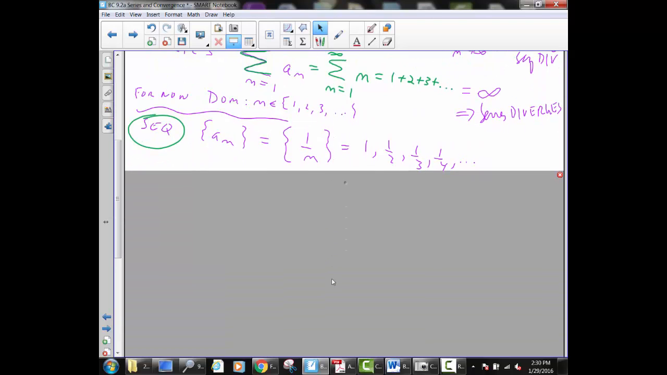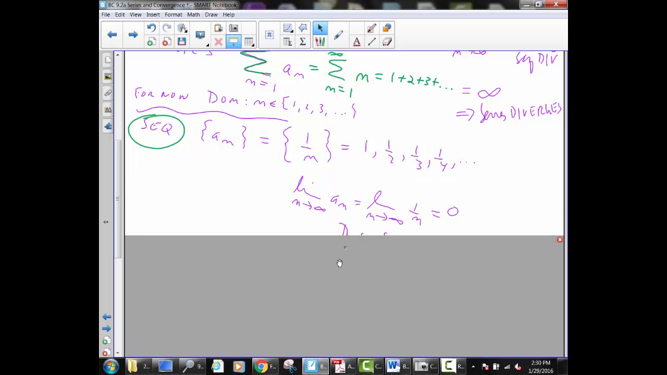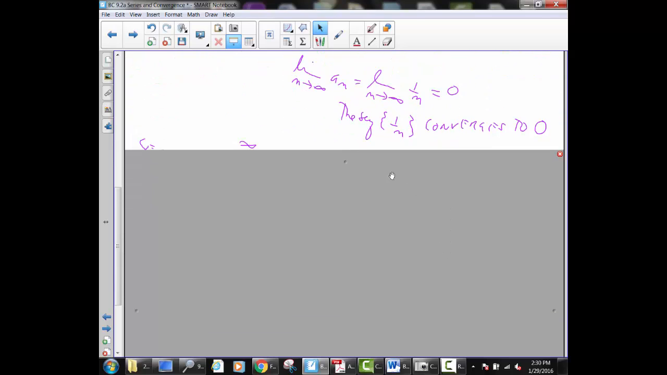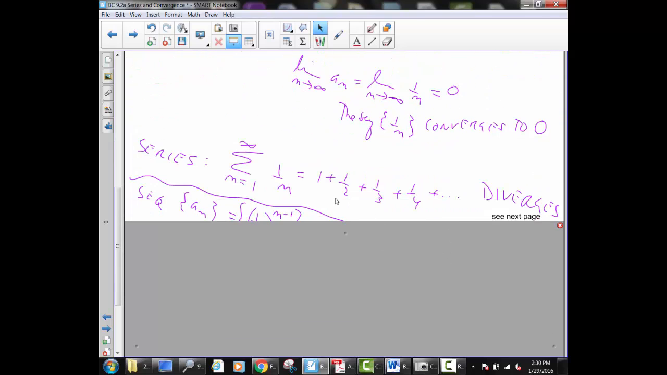Okay, so take for example the sequence 1 over n: 1, 1/2, 1/3, 1/4. Now if you try to decide whether the sequence converges or diverges, you'll have the limit as n goes to infinity of a_n, which is the limit as n goes to infinity of 1 over n. Well, of course, 1 over infinity is 0, and you can see that it's getting closer and closer to 0. So the sequence converges to 0. The corresponding series for this one, 1 plus 1/2 plus 1/3 plus 1/4, as it turns out, diverges, and I'll show you that on the next page.